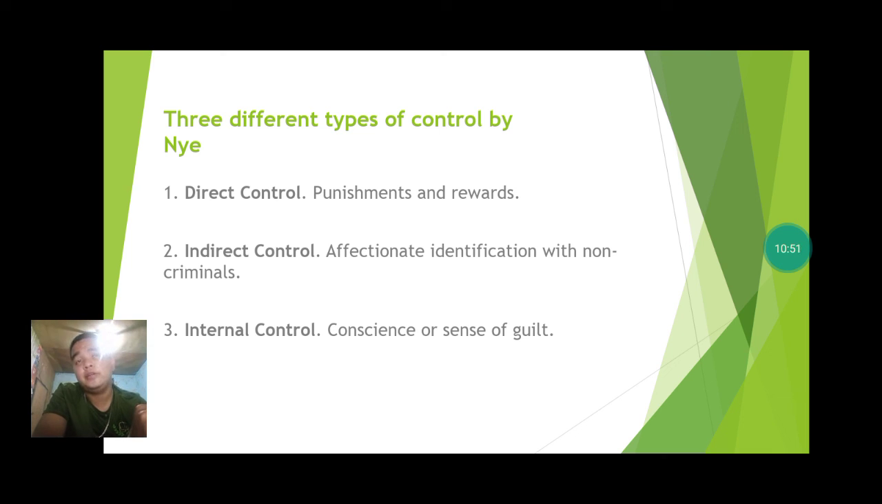So what is indirect control? Indirect control occurs when at least one intermediate entity or person exists between the corporation and the corporate interest holders at the top of the chain of intermediaries. The third is internal control, conscience or sense of guilt. So what is internal control?